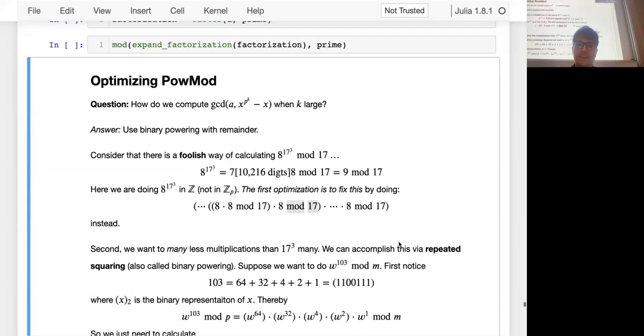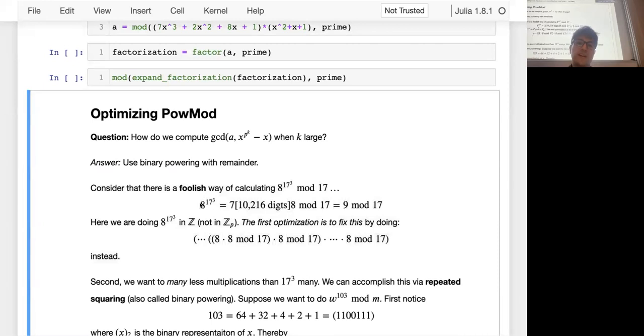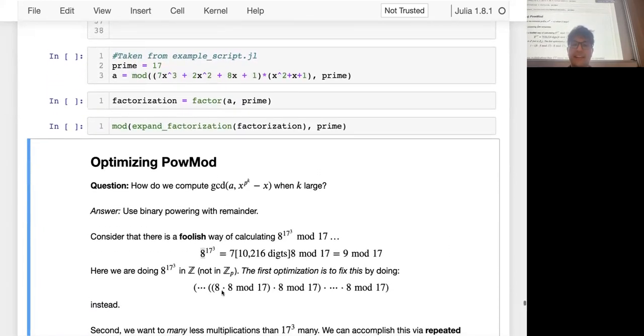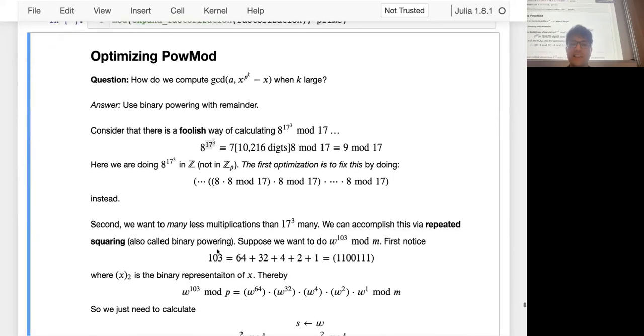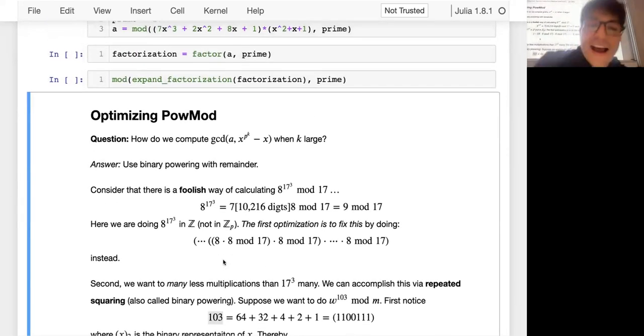Now, is this the best that we can do? Suppose you want to do 8 to the power of 17 cubed, and we're going to do it naively. How many multiplications are we going to have to do? 17 cubed multiplications. Now, that's also something that we want to optimize. Consider this. Suppose I want to take some number to the power of 103. Naively, that's going to take 103 multiplications, right?